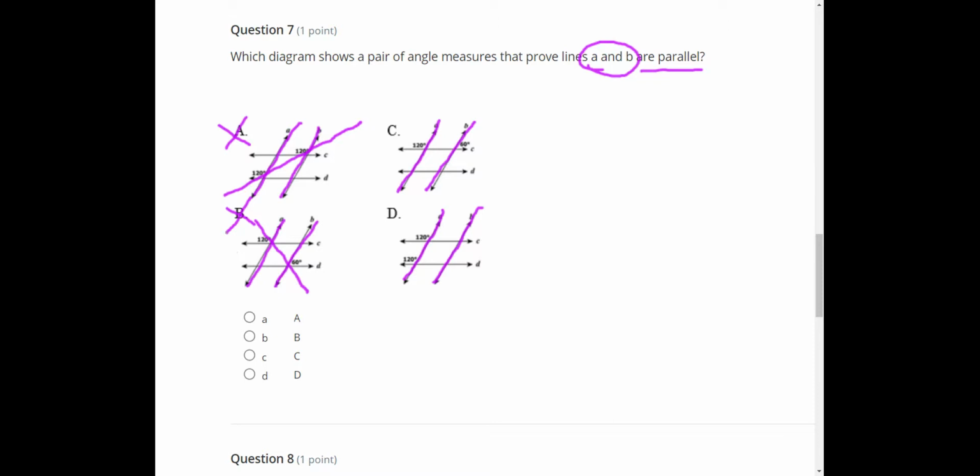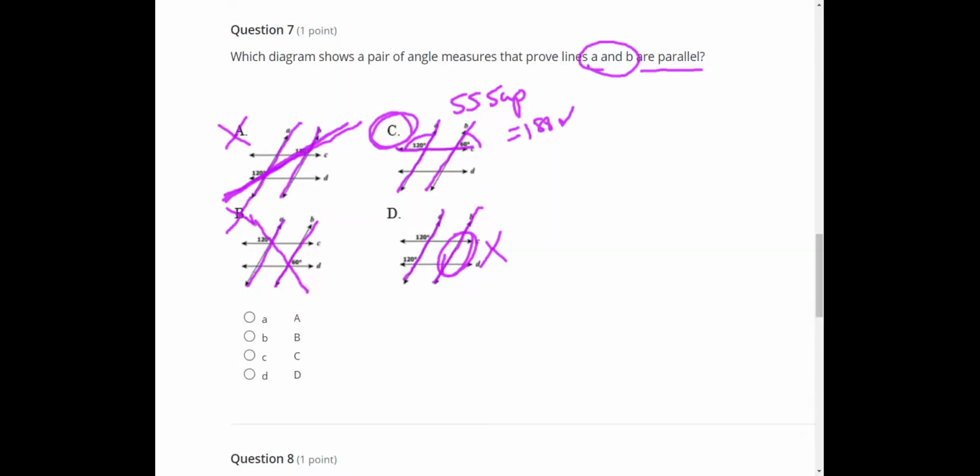Those two angles are not connected by a transversal. It can't be B. Here, I've got 120 and 60. Those are same side supplementary. They should equal 180, and they do. That one looks good. Here, I don't have any angles over on B, so that can't be my right answer. So C is my right answer. Eliminate all your bad choices.